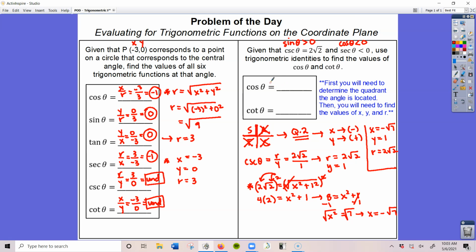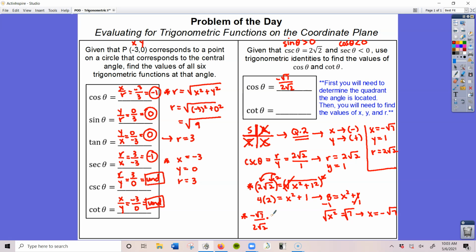Cosine is x over r, so negative square root of 7 over 2 square root of 2. But what I have here is a radical in the denominator, which remember we can't have. So we're going to go ahead and rationalize this. I'll do that down here. So we have negative square root of 7 over 2 square root of 2.